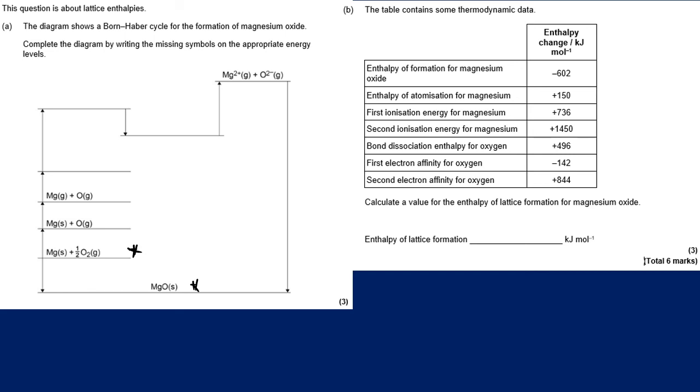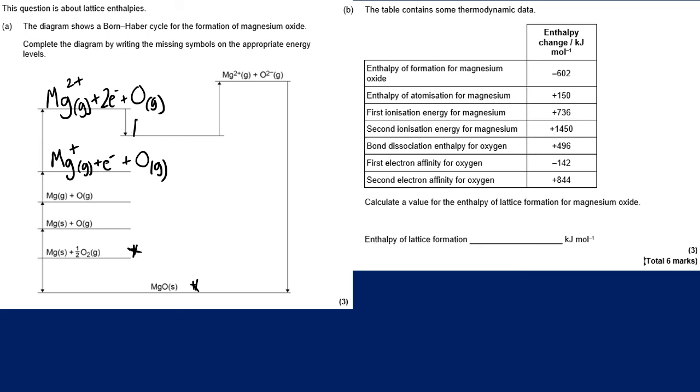So the next step has to be the first ionization of magnesium, because we must take the electrons off before we can put them on the oxygen. And we have to do the first followed by the second. We must have the electrons in there too. Okay, so no other answers are accepted.